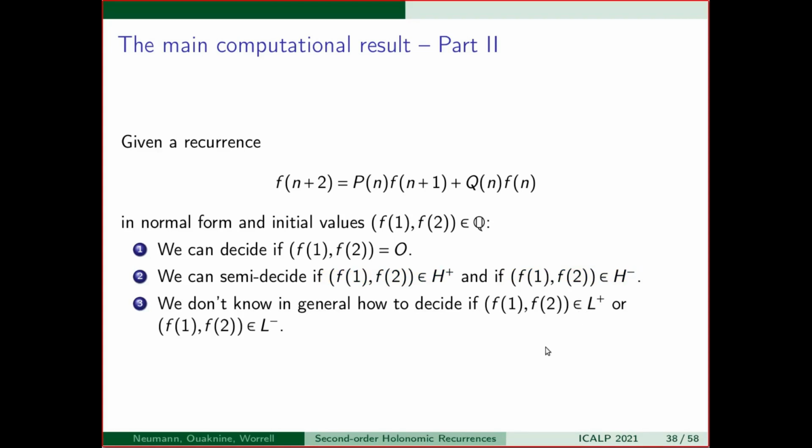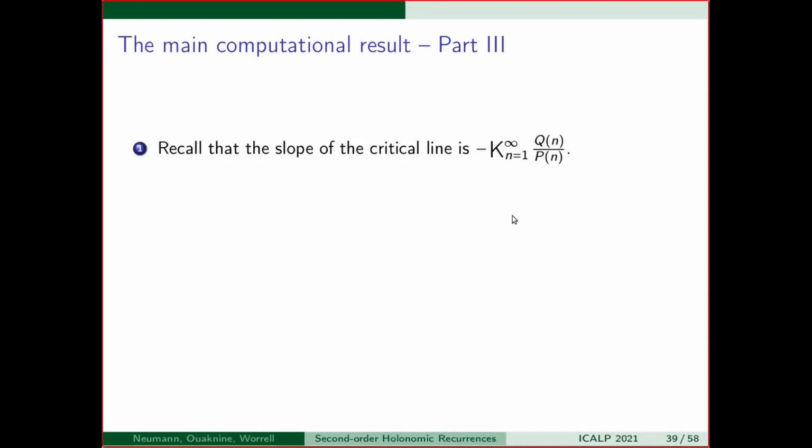So we only get a partial algorithm, where the algorithm halts whenever we're not on the line and produces, say, the correct answer for the positivity problem. But if we're on the line, the algorithm will run forever.